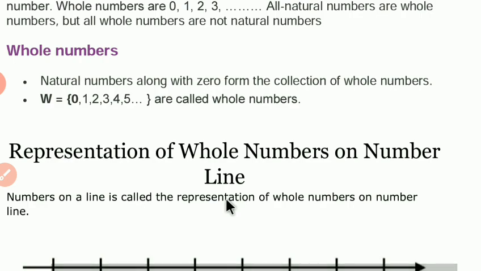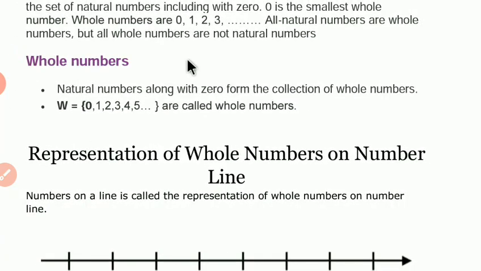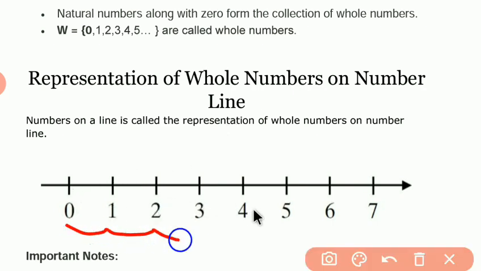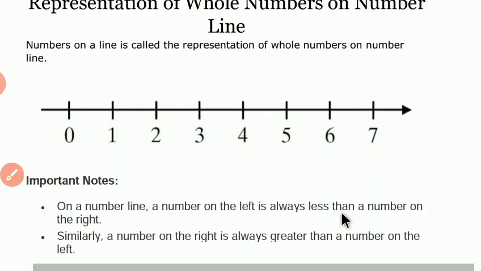Now we'll see how to represent whole numbers on a number line. A number line is a straight line on which we represent numbers. You can see that this is a line on which we represent numbers, and we have to represent whole numbers, so we start from 0: 0, 1, 2, 3, 4, 5, 6, 7. We have taken it till 7 here.